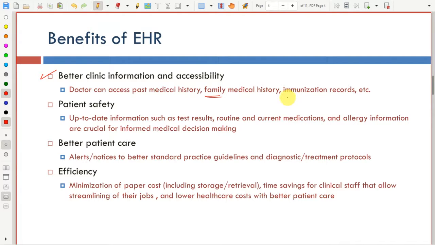Also, the immunization records. We all heard about the very unusual event that happened in Australia about that Serbian player who went there without immunization. Nobody knew if he was immunized or not. They did not disclose that, and nobody was able to access his medical records to know if he's immunized or not. So it caused a lot of problems. It's very important to also know the immunization records.